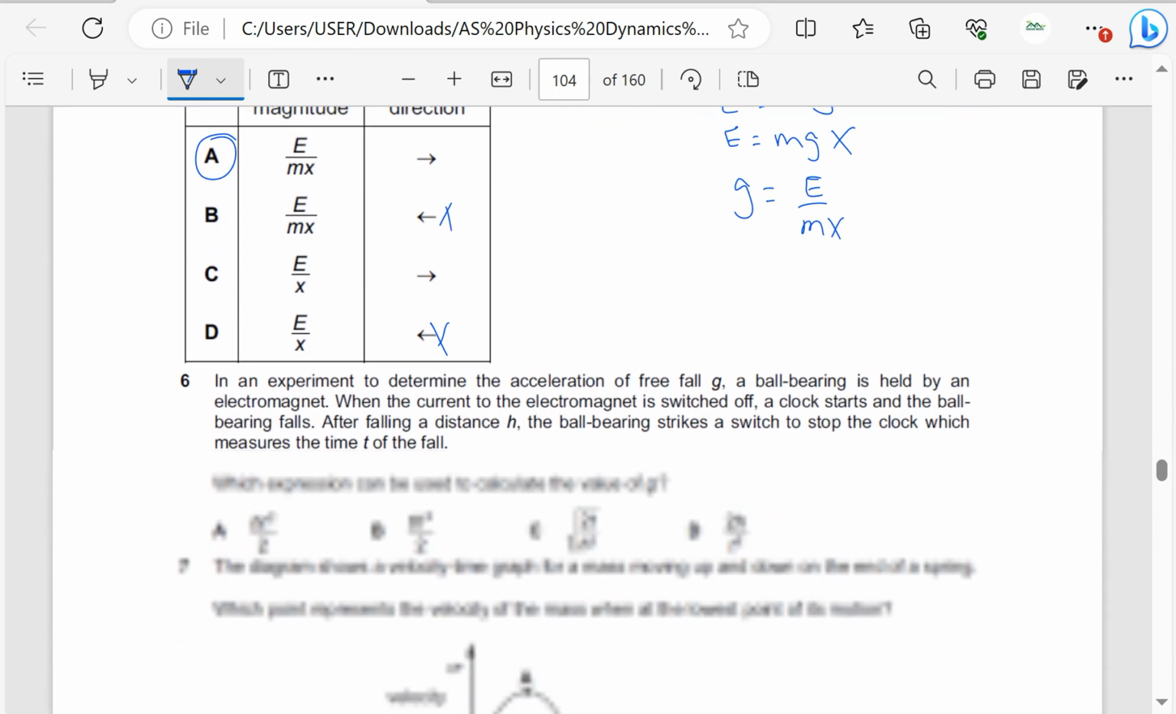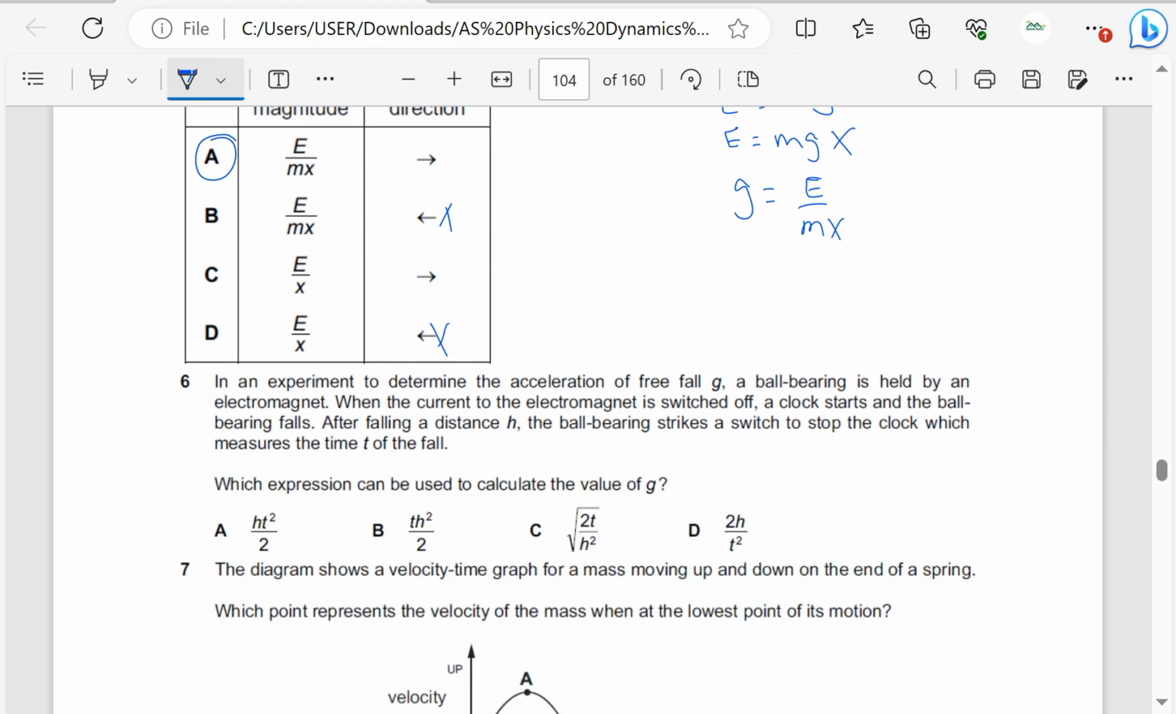In an experiment to determine the acceleration of free fall g, a ball bearing is held by an electromagnet. When the current to the electromagnet is switched off, a clock starts and the ball bearing falls. After falling a distance h, the ball bearing strikes a switch to stop the clock, which measures the time t of the fall. Which expression can be used to calculate the value of g?